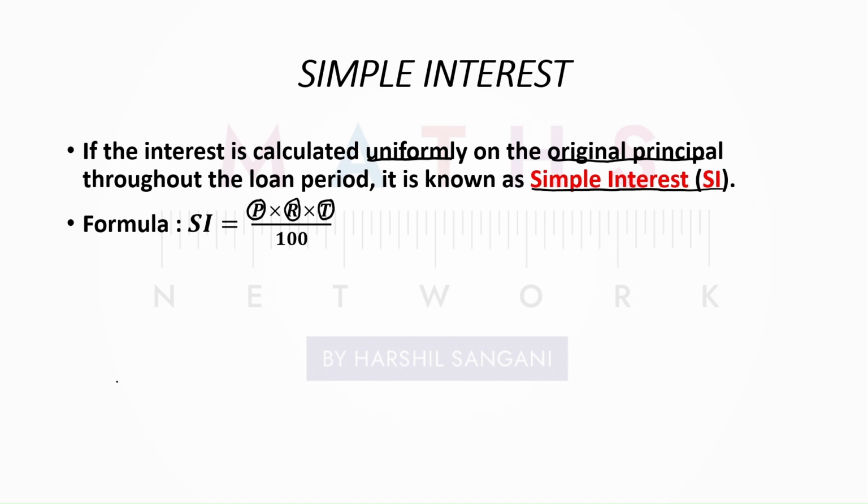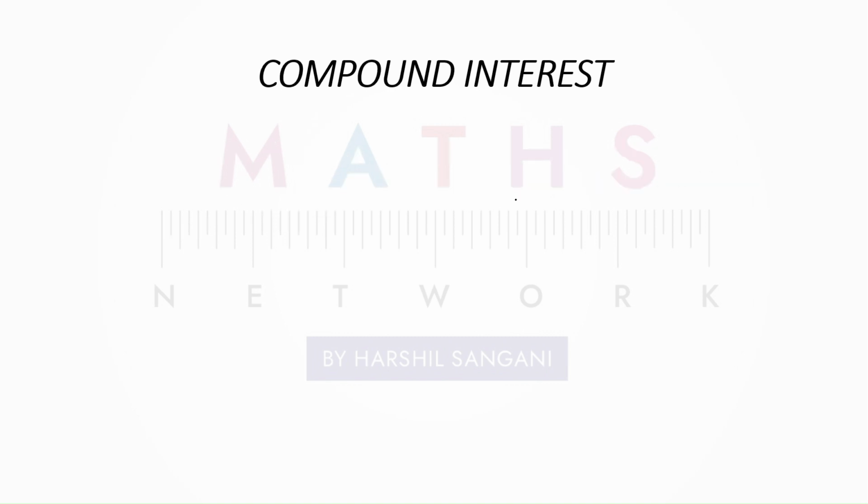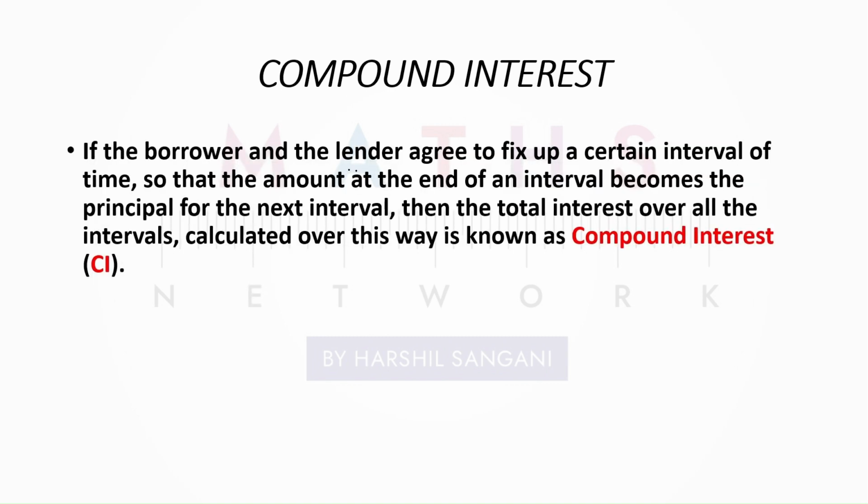Now, let's take a look at compound interest. The definition is that if the borrower and the lender agree to fix a certain interval of time so that the amount at the end of an interval becomes the principal for the next interval, then the total interest over all the intervals calculated this way is known as compound interest, generally denoted by CI. Here, the amount of one interval becomes the principal for the next interval.